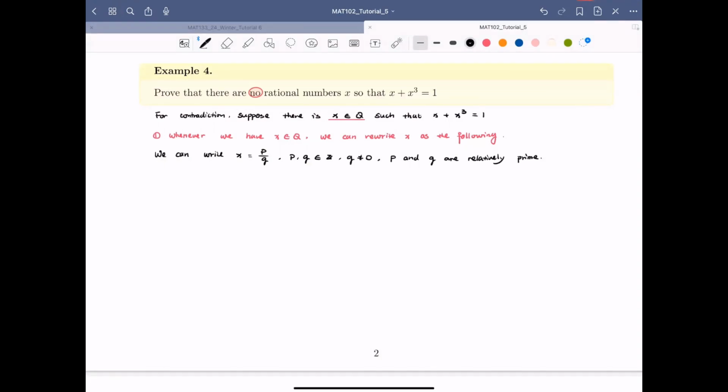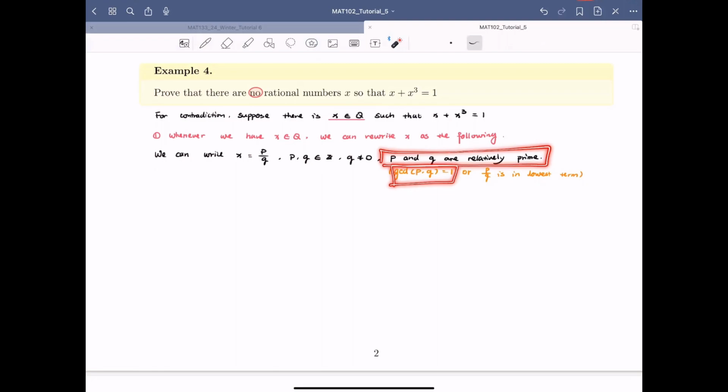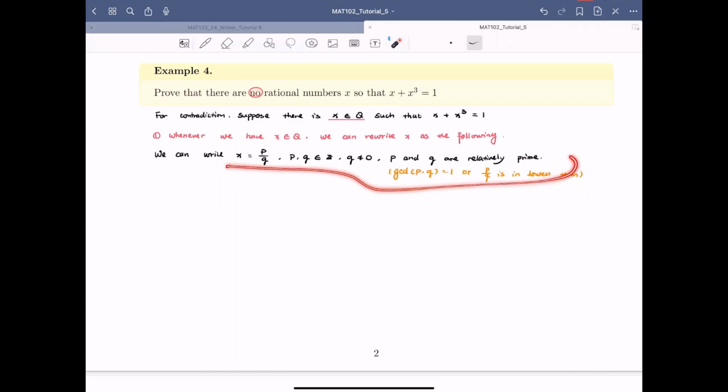What relatively prime means is that they don't have common divisors other than 1. The other way to write it is GCD of p, q equals 1. Or you can say p over q is in its lowest term. Either way works, they all mean the same thing. But what I want to say is, when you have this, you can always write this. Do not forget about any condition. A lot of people will forget about this part. Do not forget about those conditions.